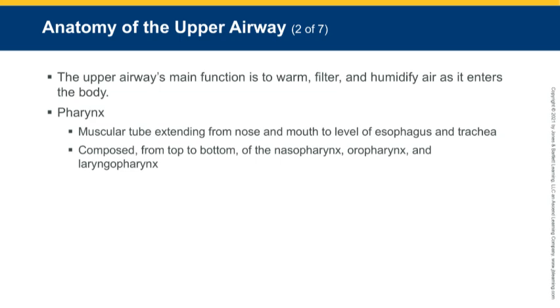The pharynx, a muscular tube extending from the nose and mouth to the esophagus and trachea, is divided into three sections: the nasopharynx, oropharynx, and laryngopharynx. These structures help direct air into the lower airway while preventing foreign objects from entering.